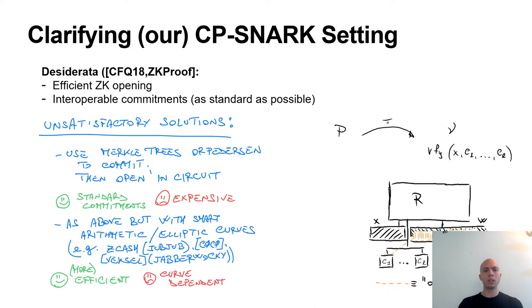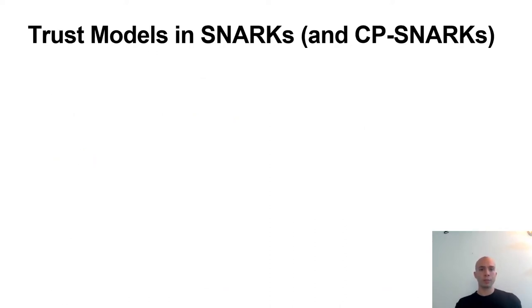There are lots of tricks that the community came up with, and one of the most famous ones is the one deployed in Zcash with the Jubjub curve. There's CoCo, Bulletproofs, and these tend to be more efficient, but they're also curve-dependent or depth-dependent on different settings. So we care about having this efficiency, but also having generality of sorts.